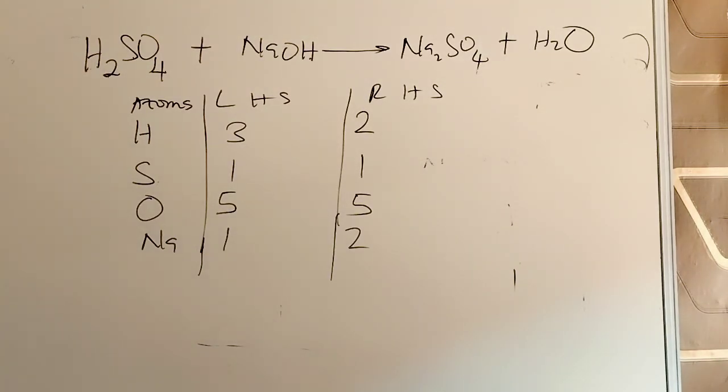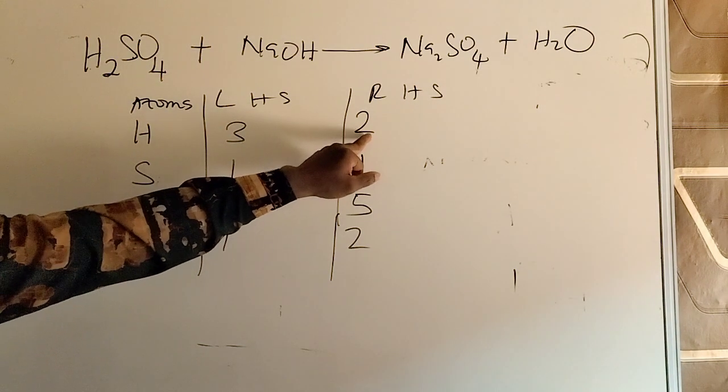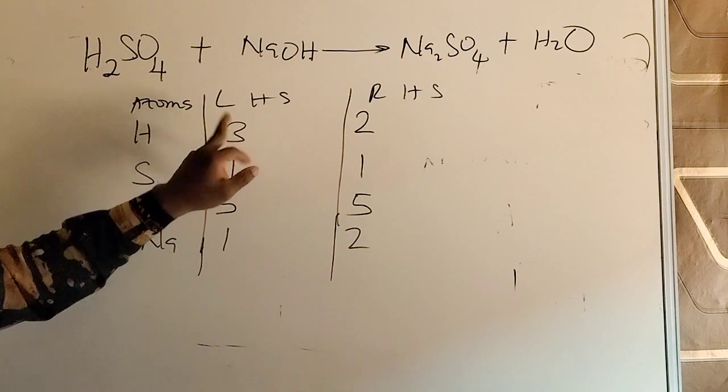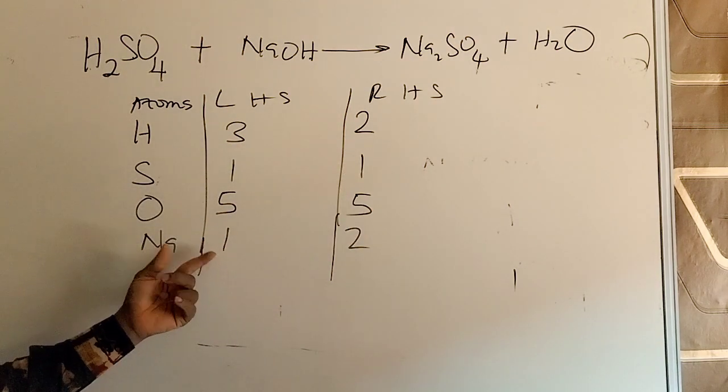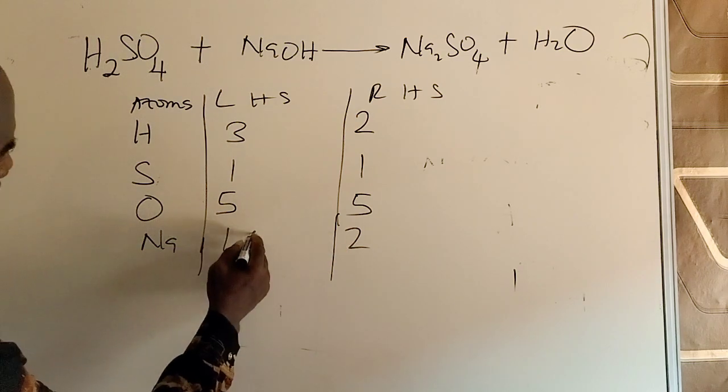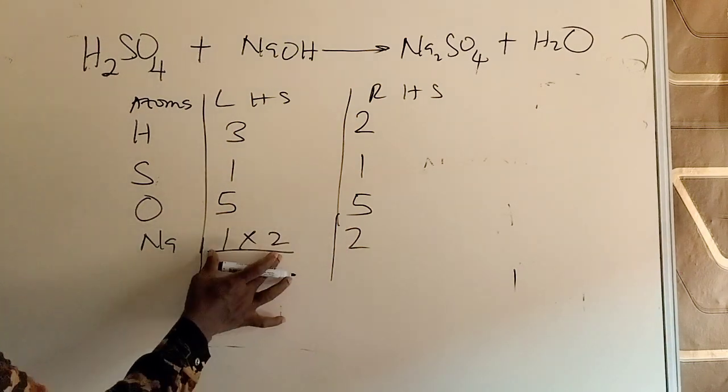Having done that, what then do we do? We now look at the table and inspect it very well, and then look at where we have a deficient number of atoms. Hydrogen is 3 and 2, but it will not be easy for hydrogen because 2 and 3 are not divisible. 1 and 5, okay. 1, 5 and 5. So we go to sodium, 1 and 2. Multiply this side by 2.